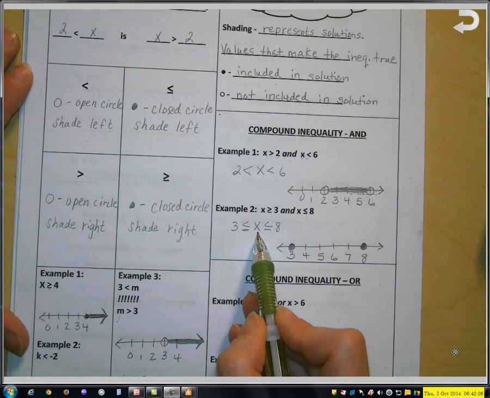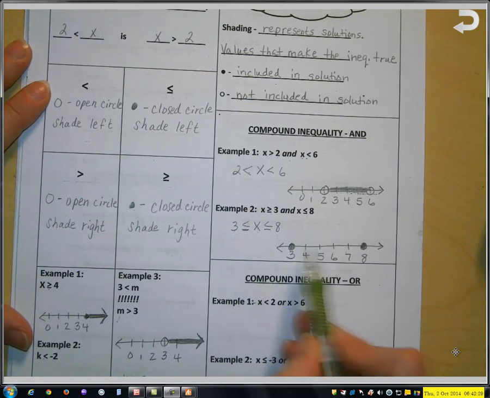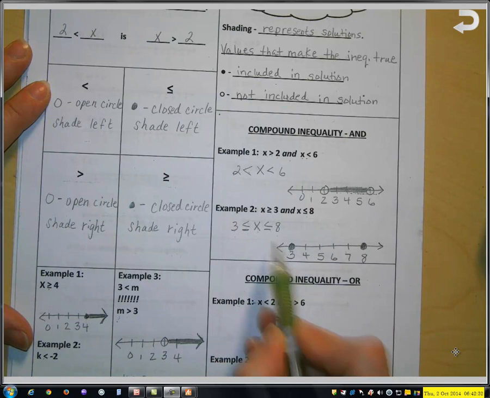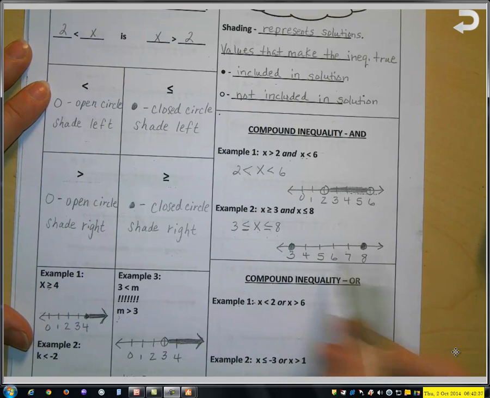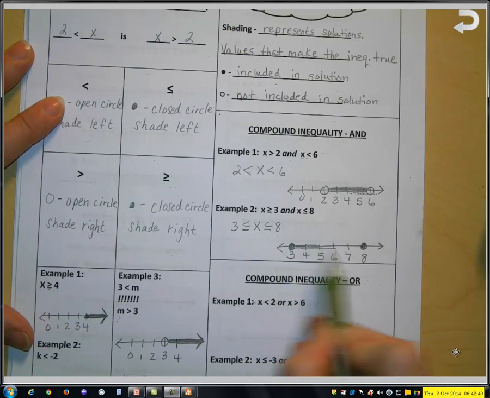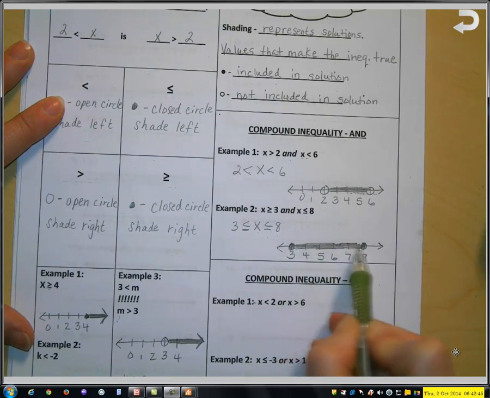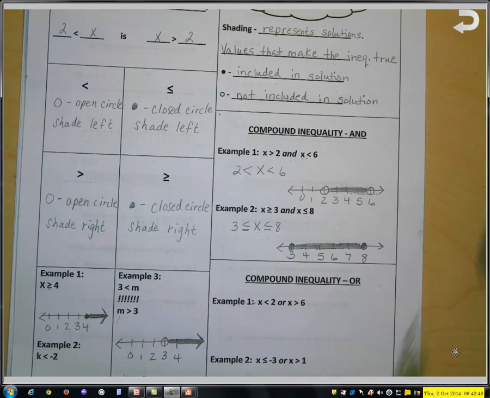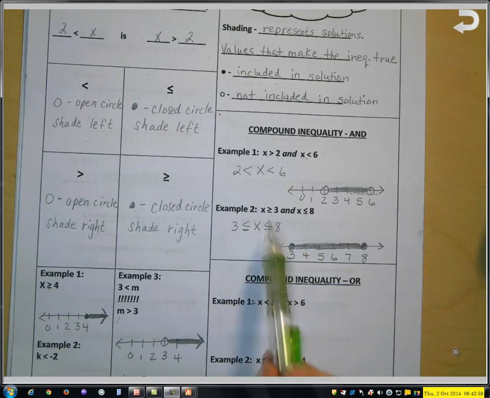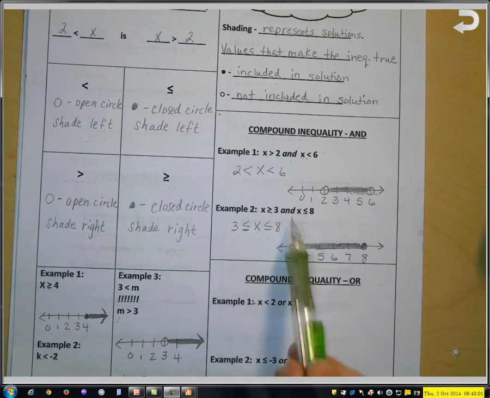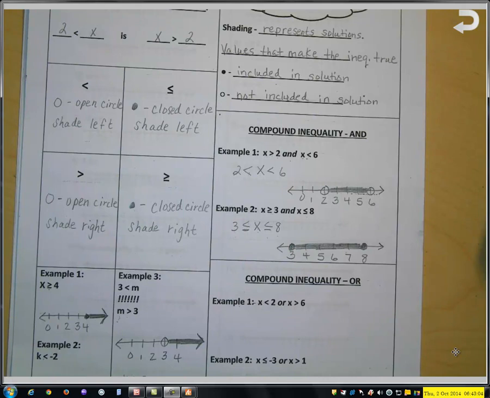So now we want to graph everything greater than or equal to 3. So that would be to the right of 3. We want to graph everything less than or equal to 8. So that would be to the left of 8. So we're graphing in between the two numbers. So notice that with an and, in order for the inequality to be true, the number has to meet both of the requirements. The number has to be greater than or equal to 3, and it has to be less than or equal to 8.